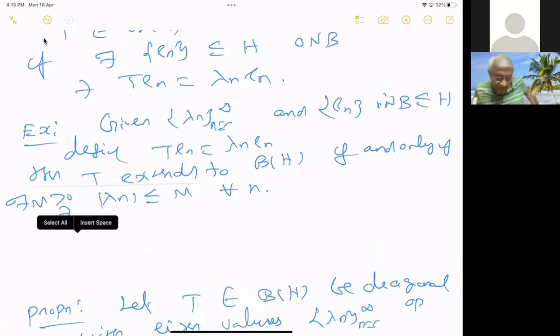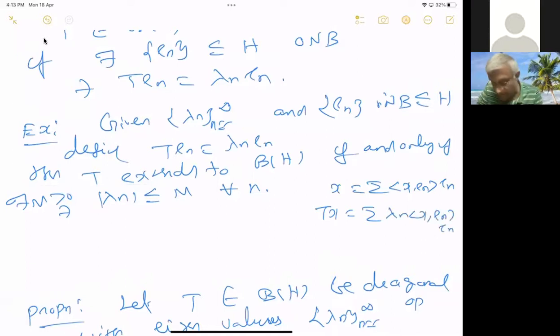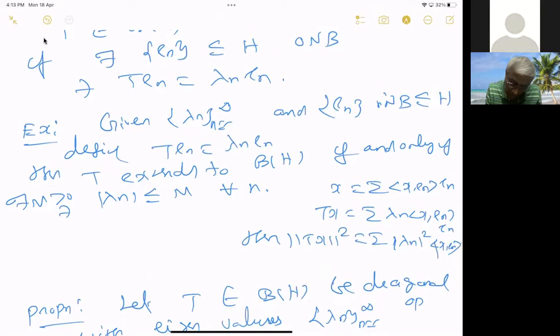On the other hand, if these lambda n's are bounded, then any x can be expanded in terms of this orthonormal basis. If you have an x, then you can write it like the sum of <x, en> en. Then Tx will be the summation of lambda n <x, en> en. Now, if you consider the norm of Tx, norm Tx squared will be summation mod lambda n squared mod <x, en> squared, right? That will be the norm.